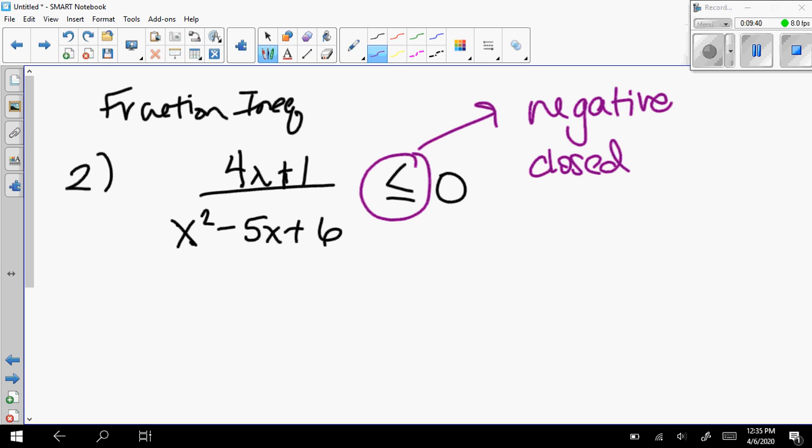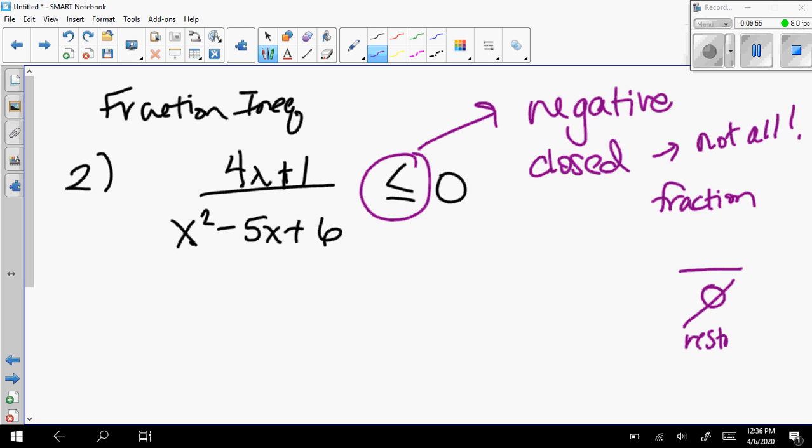But this is a little trickier. Not all circles will be closed because it's a fraction and you can never have an undefined fraction. So you do not want 0 in the denominator. So we're going to have a restriction for our domain. You're going to have numbers that cannot be 0.